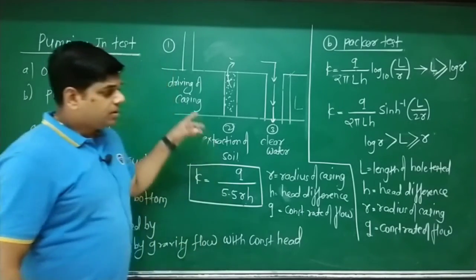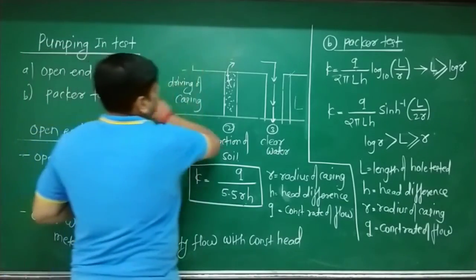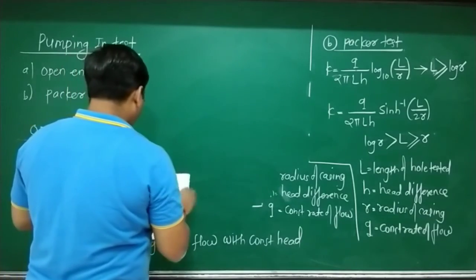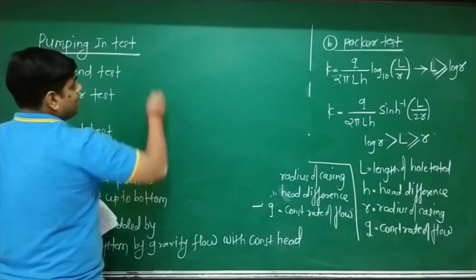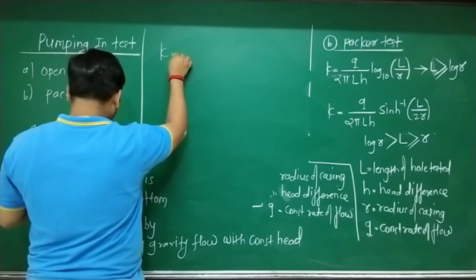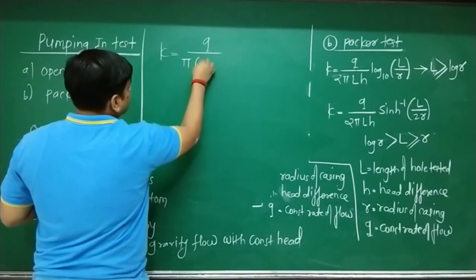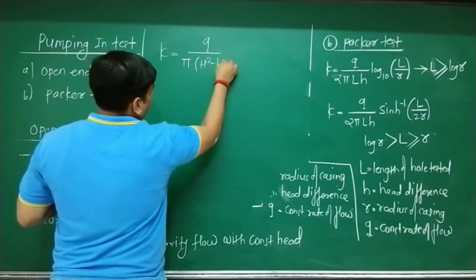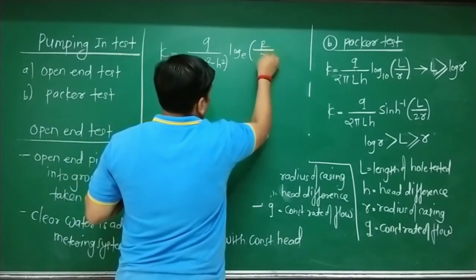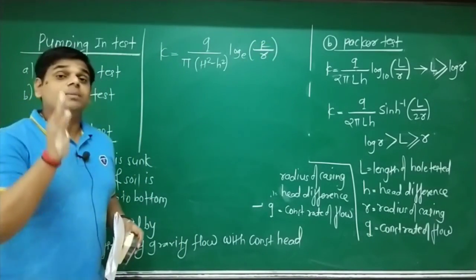And after this I would like to add one more important point. The formula which we use for permeability calculation in a pumping out test, the formula is like this: K equal to discharge upon pi, capital H square minus small h square, log to the base e capital R upon small r. We use all the terms related to the main well.